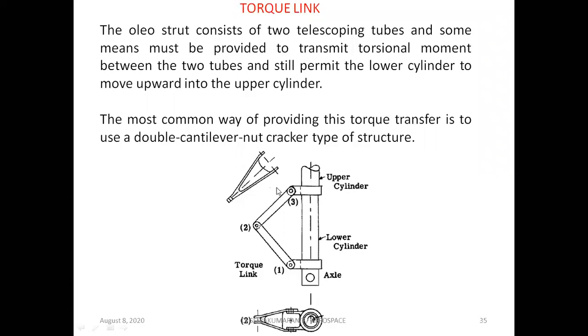And what is torque link? You could see this is the torque link. The oleo strut consists of two telescoping cylinders or the tubes, and some means must be provided to transmit the torsional moment between the two cylinders or the two tubes and still permit the lower cylinder to move upward into the upper cylinder. So the most common way of providing this torque transfer is to use a double cantilever nutcracker type of structure, which is nothing but this torque link, which is shown in the figure.